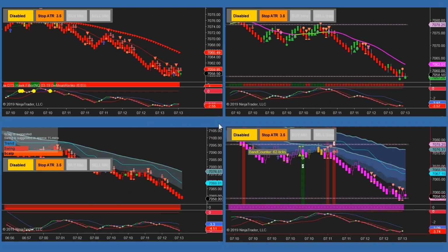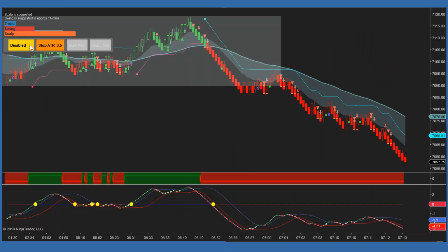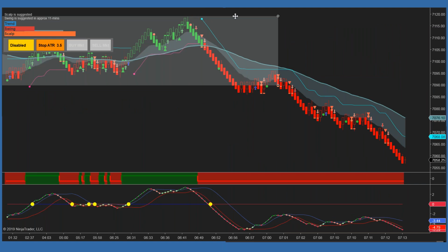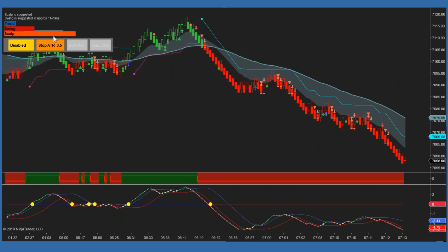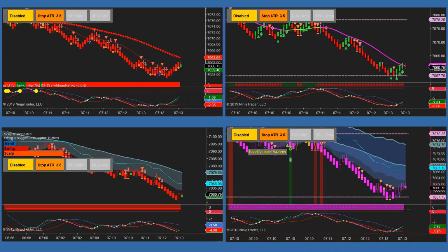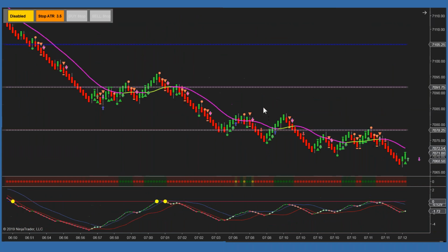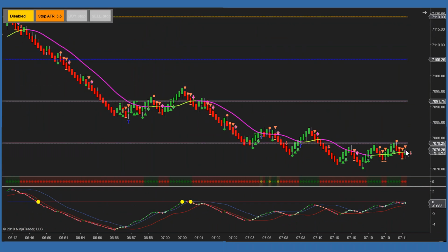When the market is in scalp mode, as it is now, you do need to run a wider stop to accommodate these kinds of swings. Because in scalp mode, the market is going to swing more frequently. That's just the way it is.